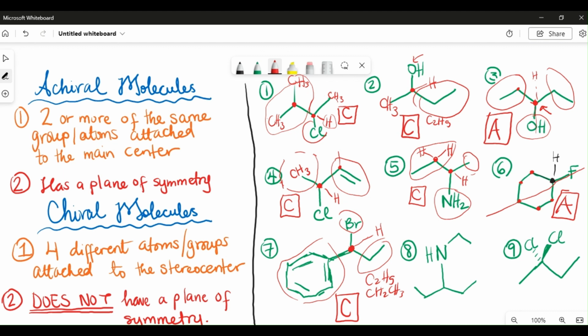Then you have number 8. From practice you already know you're going to ignore this center because the CH3 is attached to three hydrogens.